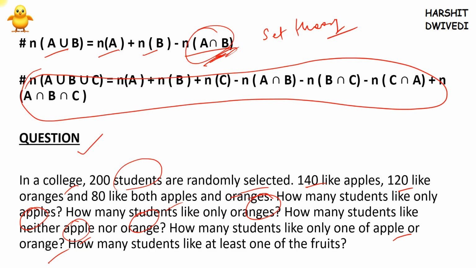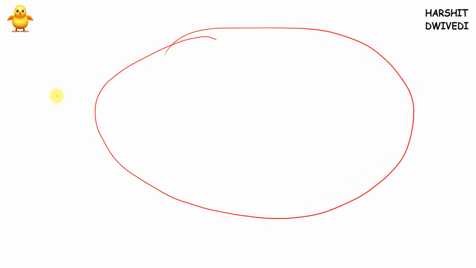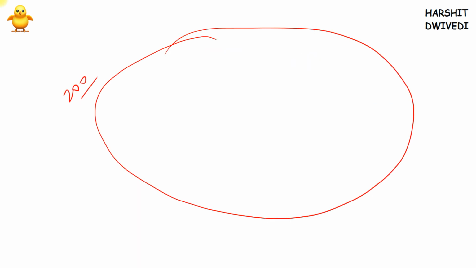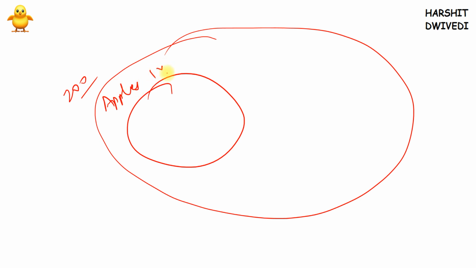Now the question says that in the college 200 students are randomly selected. So the total crowd is 200. Out of this total crowd of 200, how many people are liking apples? 140 students are liking apples. Don't go on the size of the circles that I am making. Just try to understand the concept. So 140 students are liking apples.